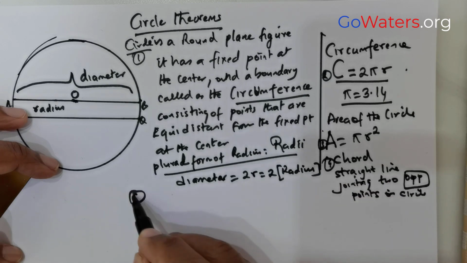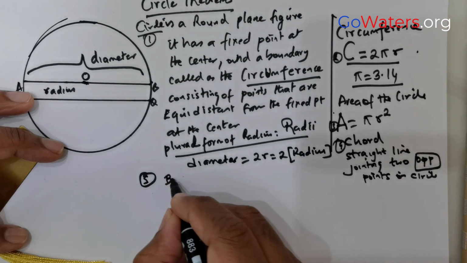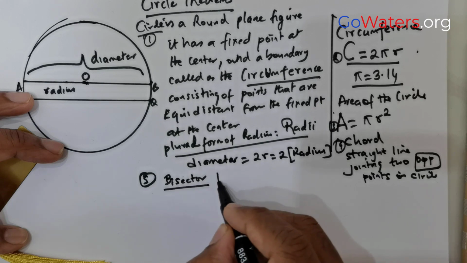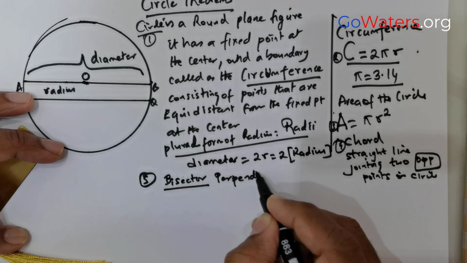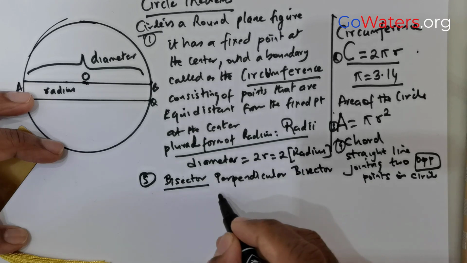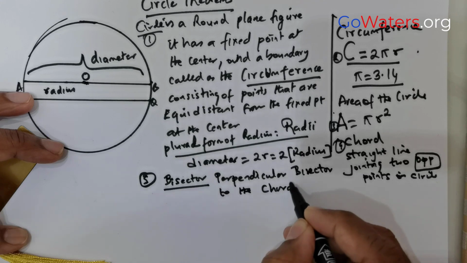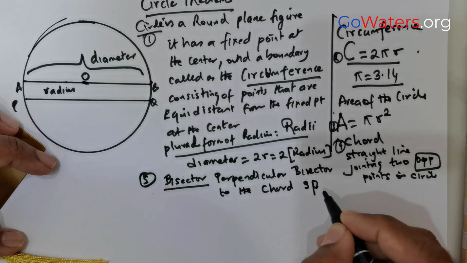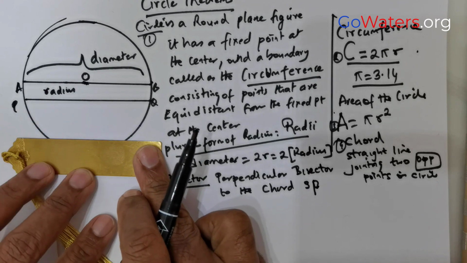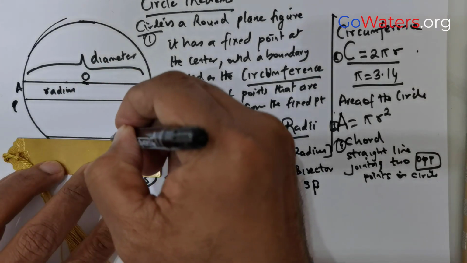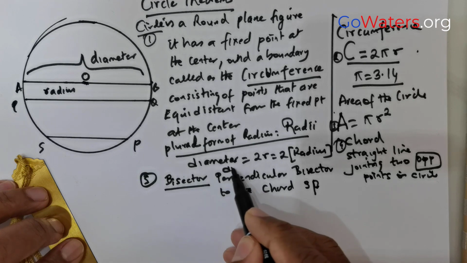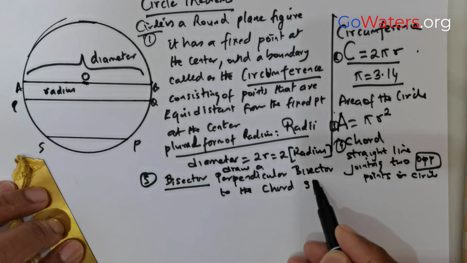Now the next important terminology you have to know is perpendicular bisector, right? So usually they will call it the perpendicular bisector, and they would say draw a perpendicular bisector to the chord, say SP. Okay, now you have a chord like this. Let me just represent this chord as SP. This is S, this is P, this is the chord. Now they are asking you to draw a perpendicular bisector to the chord SP.